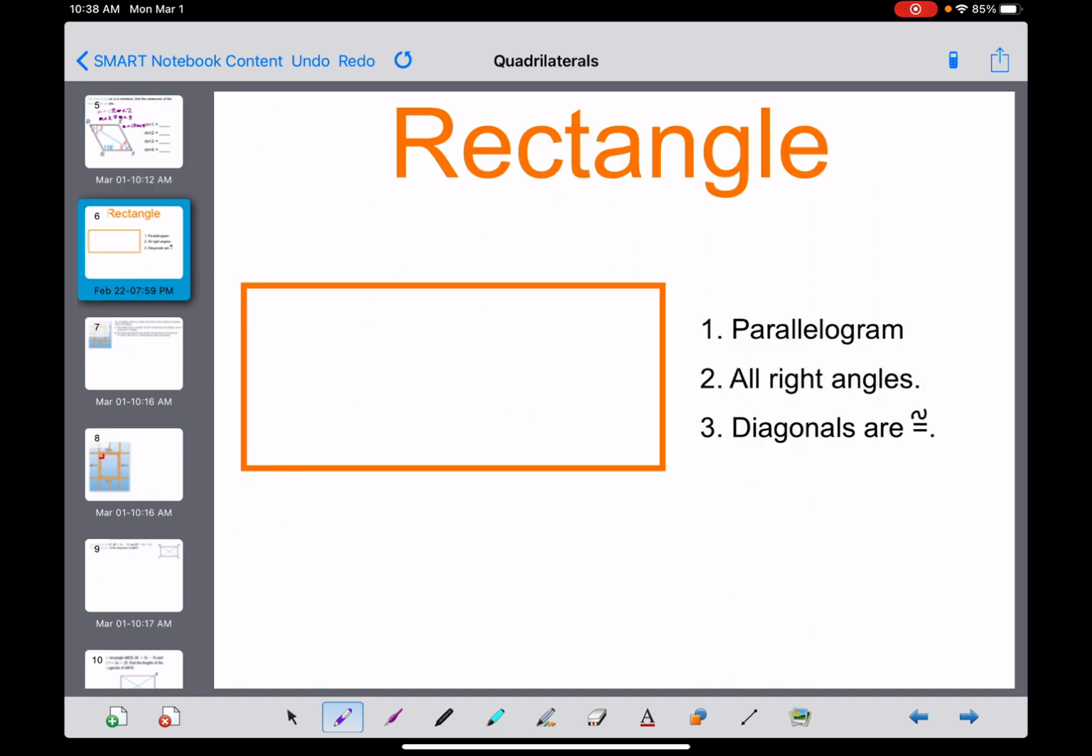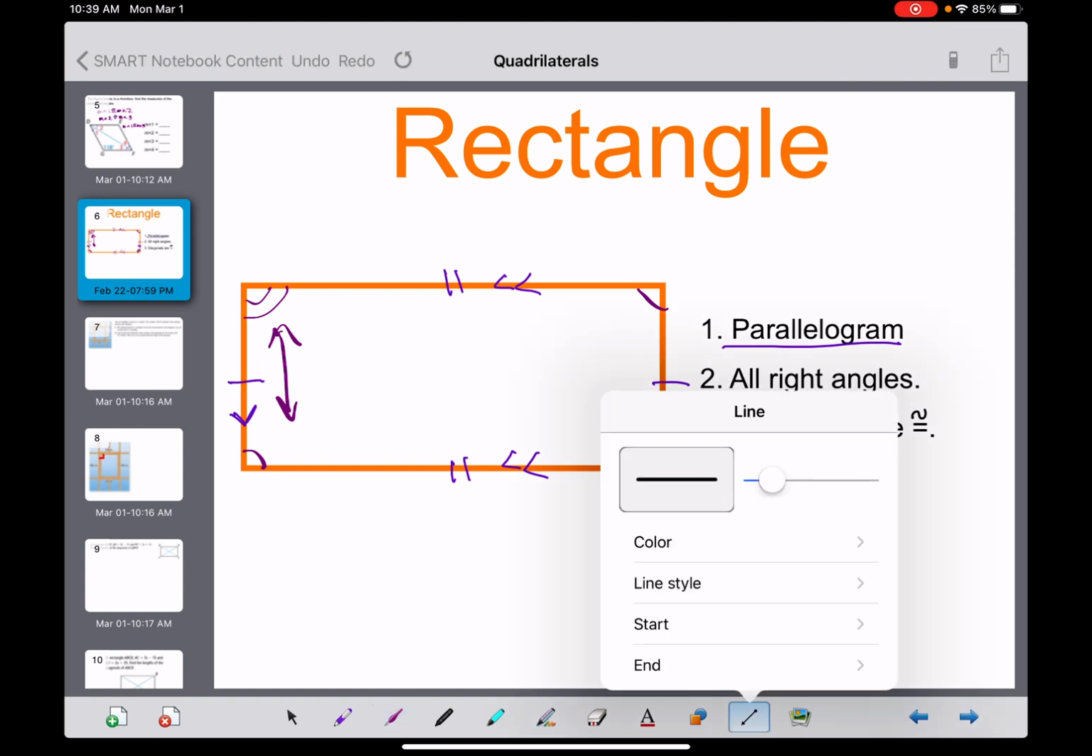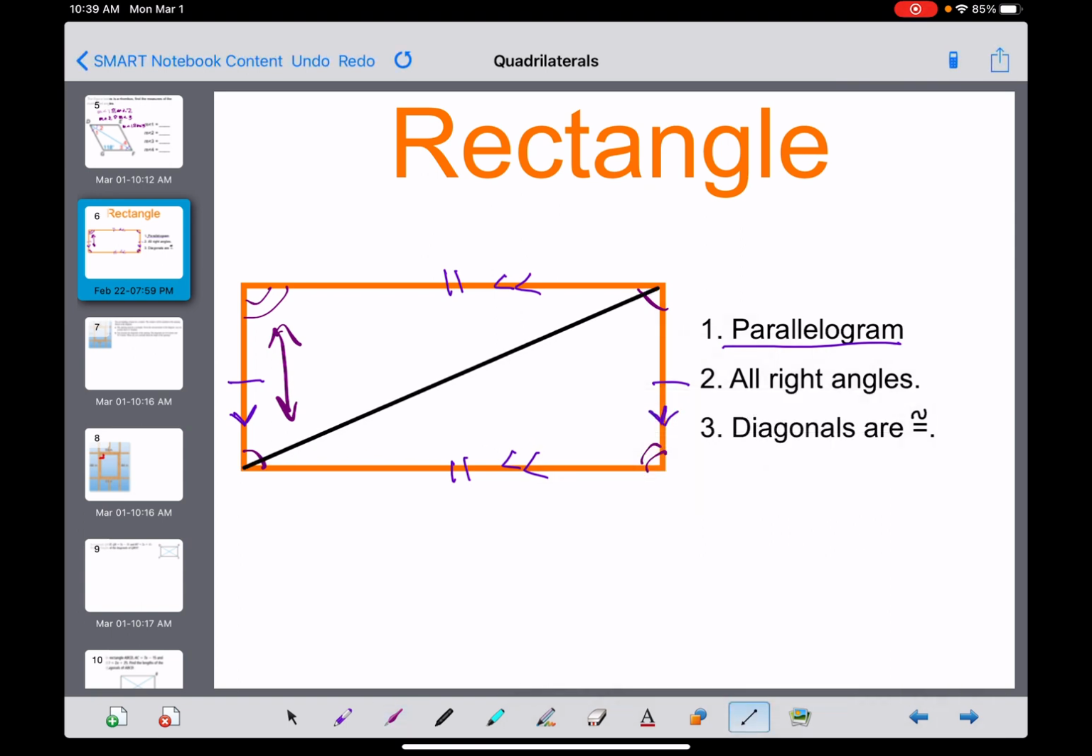The second quadrilateral that we're going to focus on is a rectangle. Once again, a rectangle holds all the same characteristics of a parallelogram. Opposite sides are congruent. Opposite sides are parallel. Opposite angles are congruent. Consecutive angles are supplementary. And diagonals bisect. So those 5 characteristics keep popping up over and over again.